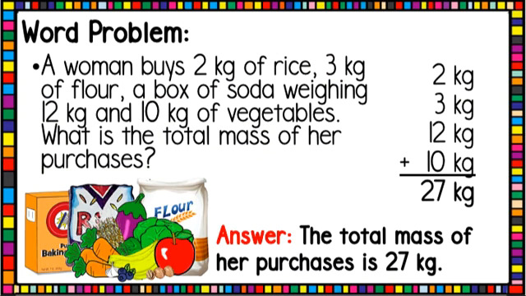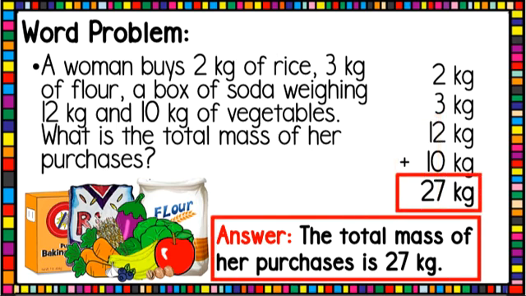Now we put all the numbers and their units together, the ones that you circled, and we go ahead and do the addition operation. 2 plus 3 plus 2 will give you 7. 1 plus 1 will give you 2. So the total mass of her purchases is 27 kilograms.